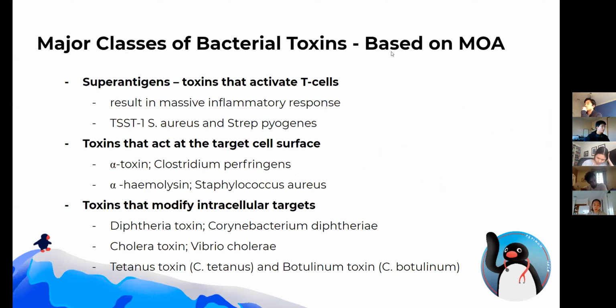So we're also going to go through the major classes of bacterial toxins, and they're separated into classes based on their mode of action. So we're going to go through three main ones today. The first one is what's called super antigens, and these are toxins that activate our T cells. The other type are toxins that target the cell surface. Another one are toxins that modify intracellular targets. So these are the three we're going to go through today.